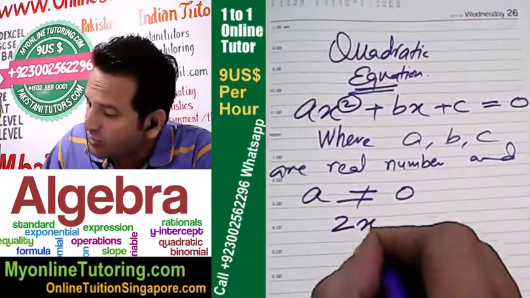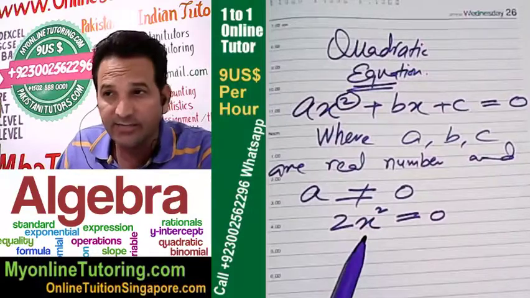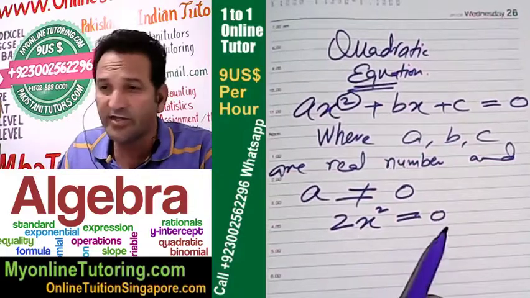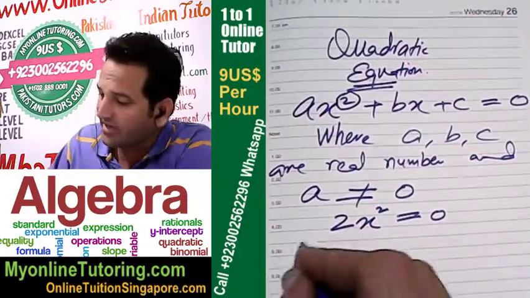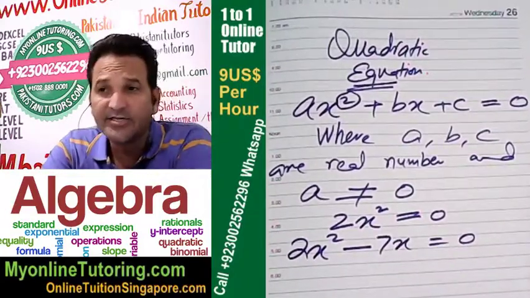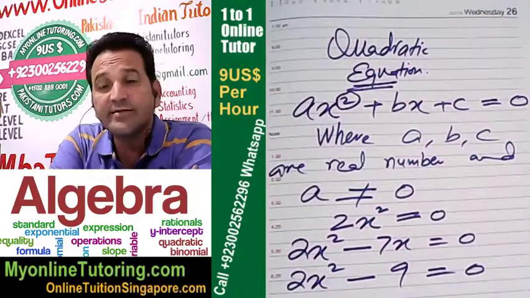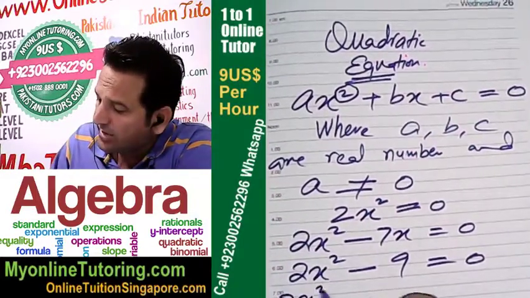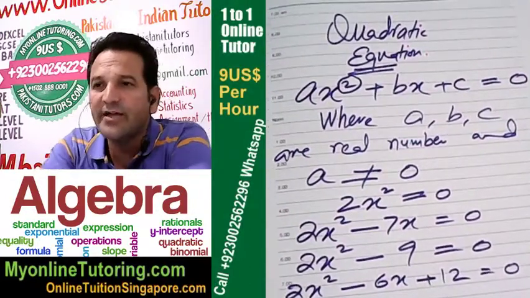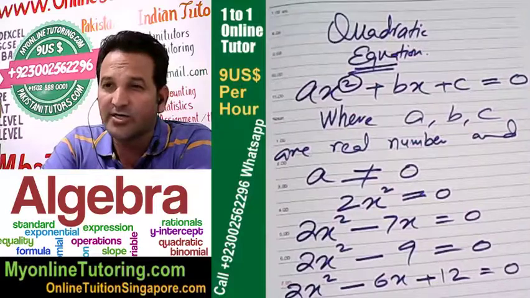For example, 2x square is equal to 0 is a quadratic equation because the x square term is there, although bx plus c is missing, but we still treat 2x square equal to 0 as a quadratic equation. The second one is 2x square minus 7x is equal to 0. Still, it is a quadratic equation. We are saying 2x square minus 9 is equal to 0. This is also a quadratic equation. 2x square minus 6x plus 12 is equal to 0 will be treated as a quadratic equation. So these are all the types of quadratic equation.